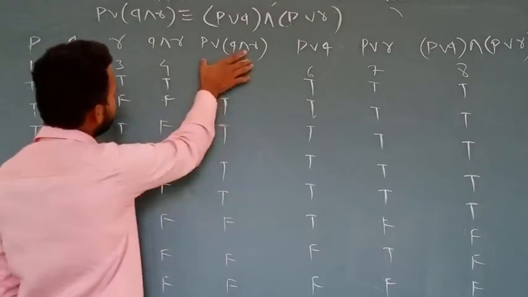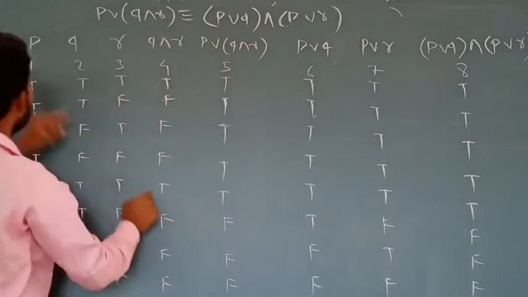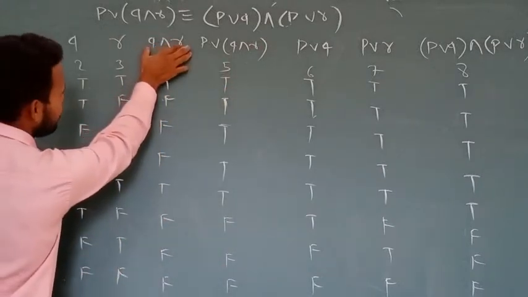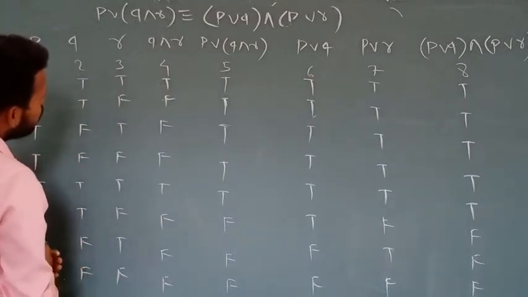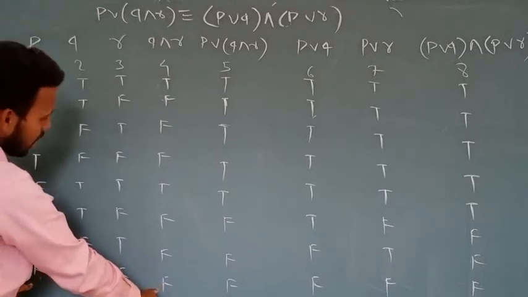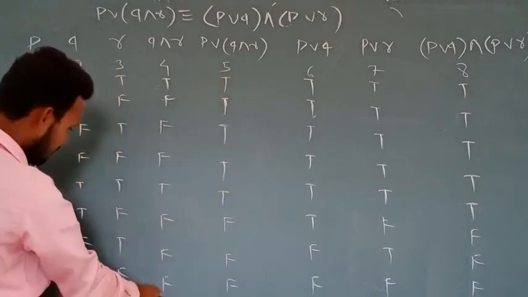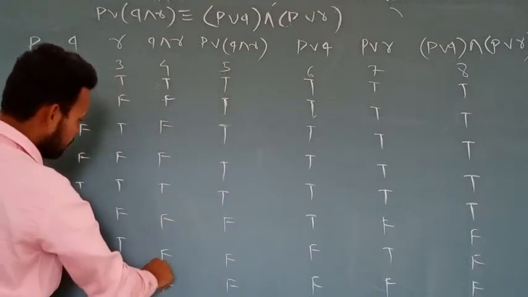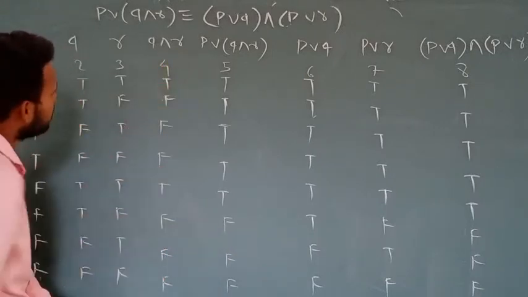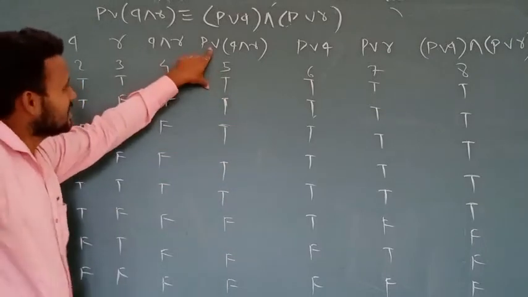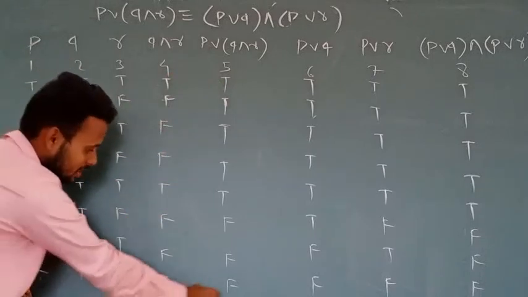We get this. Now what is the last column? P disjunction with that statement, Q ∧ R. We know that in a disjunction, if both substatements are false, then the disjunction is false, otherwise it is true. So here this F, therefore we write F, here also F, and here also F, and the remaining values are T. Why T? Because in a disjunction, if both substatements are false, then the disjunction is false, otherwise it is true.